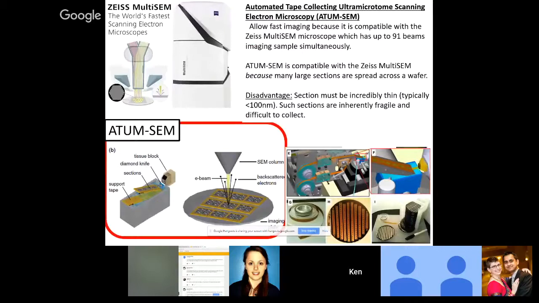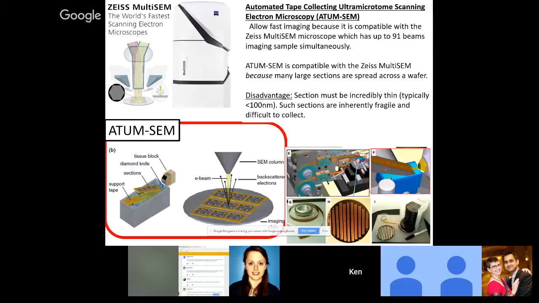Atom SEM collects sections on a solid tape. It allows fast imaging because it is compatible with the Zeiss multisim microscope, which is a scanning electron microscope which has up to 91 electron beams imaging the sample simultaneously. And really, this multi-beam scanning electron microscope, which I think Sean McCullough will talk about much more later, is the thing that I think will break open the mapping of connectomes.